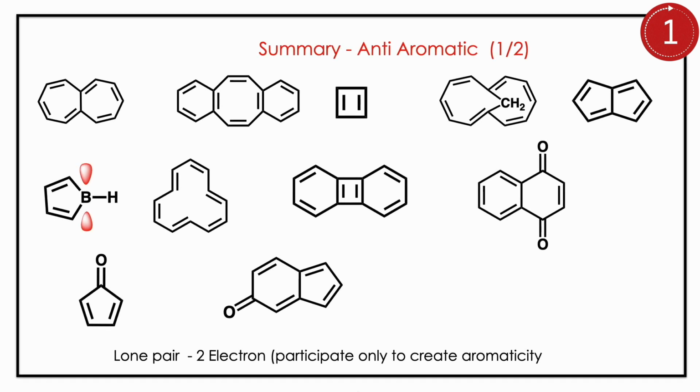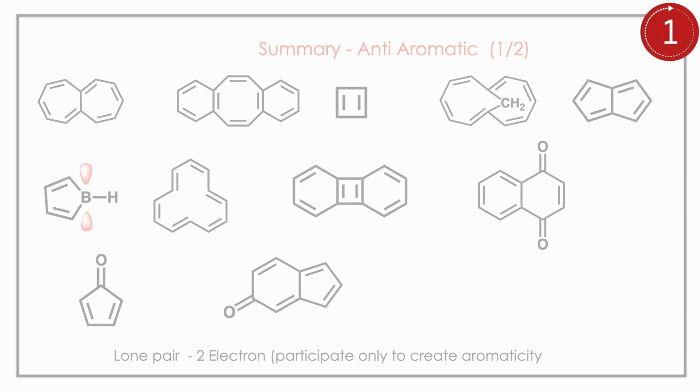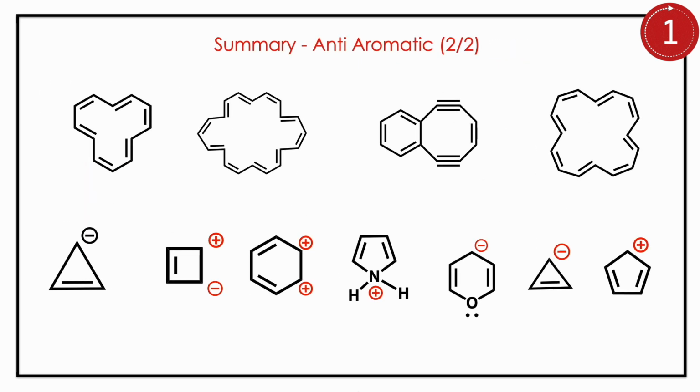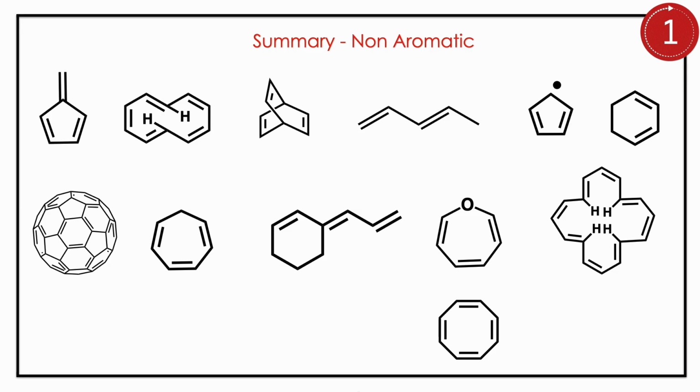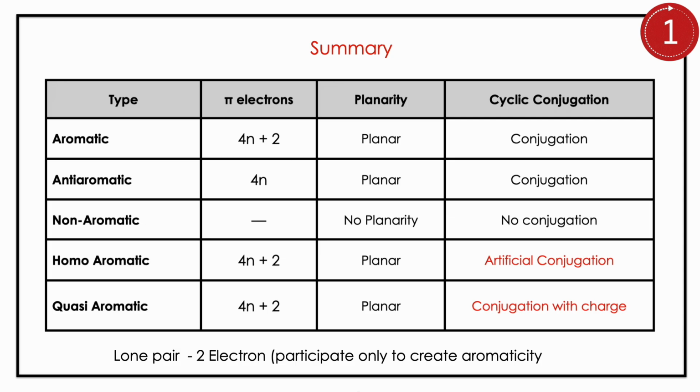Then anti-aromatic compounds. Better practice every compound individually. Then more and more anti-aromatic compounds. Then non-aromatic compounds. Mostly all are non-planar. I end up with the summary of the Huckel table because without this table you cannot do anything. And one factor you should know here is that a lone pair always participates to create aromaticity.